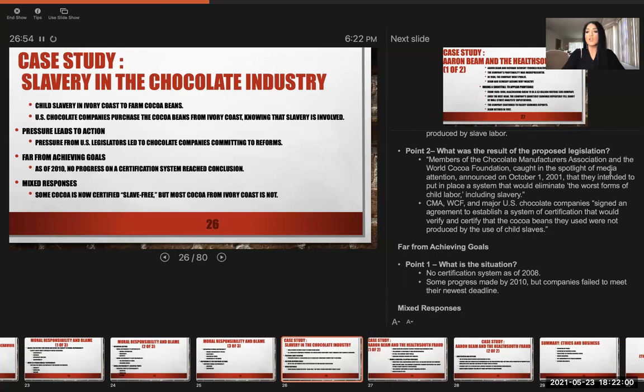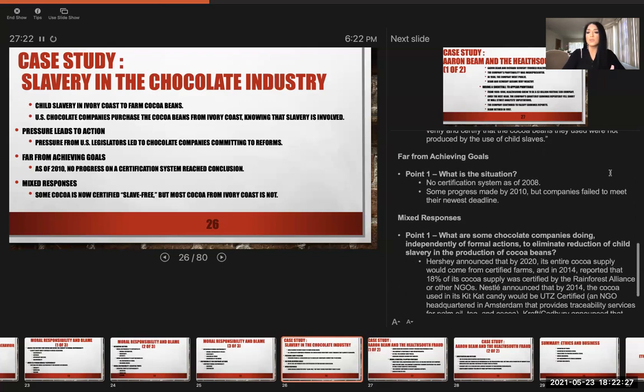What was the result of the proposed legislation? Well, members of the Chocolate Manufacturers Association and the World Cacao Foundation, caught in the spotlight of media attention, announced on October 1st, 2001, that they intended to put in place a system that would eliminate the worst forms of child labor, including slavery. CMA, WCF, and a major US chocolate company signed an agreement to establish a system of certification that would verify and certify that the cacao beans used did not involve the use of child slaves.